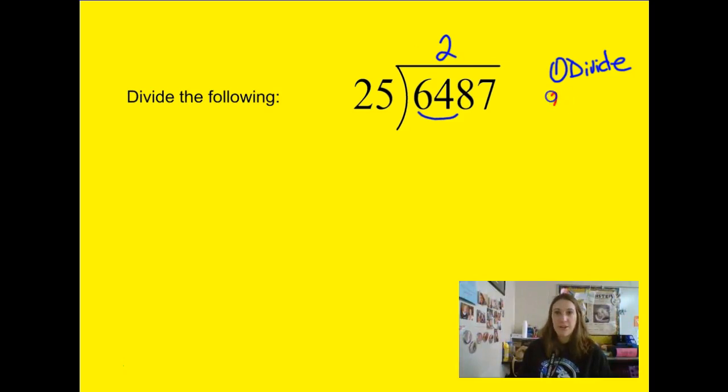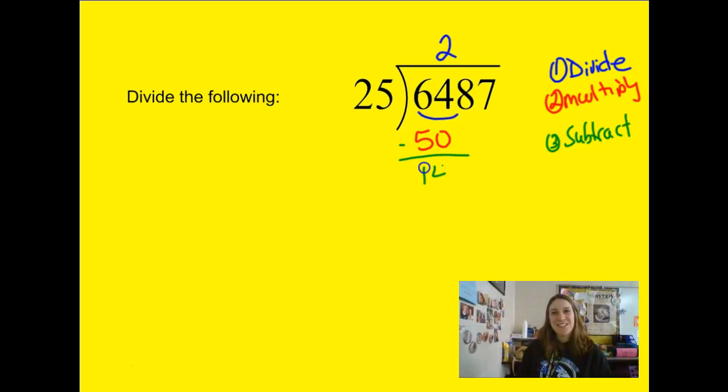And then our next step in long division is to multiply. So we take that 2, multiply it by 25, and get 50. And then our third step is to subtract to see what we have left over. So that would give us a 14, which is not large enough to divide by 25. So then our final step in the process is to bring down the next digit of 8. And then we start the process all over again.